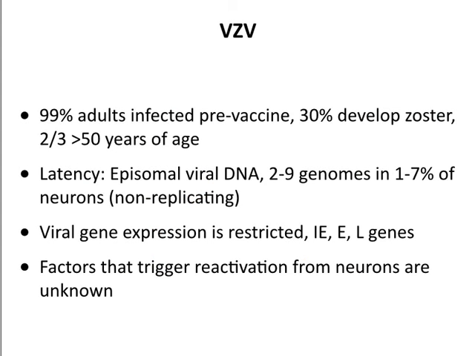99% of adults used to be infected before we had the vaccine. So now we have a lot of adults getting shingles. 30% develop shingles, and 2/3 of them are over 50 years of age. We don't really know why that is.